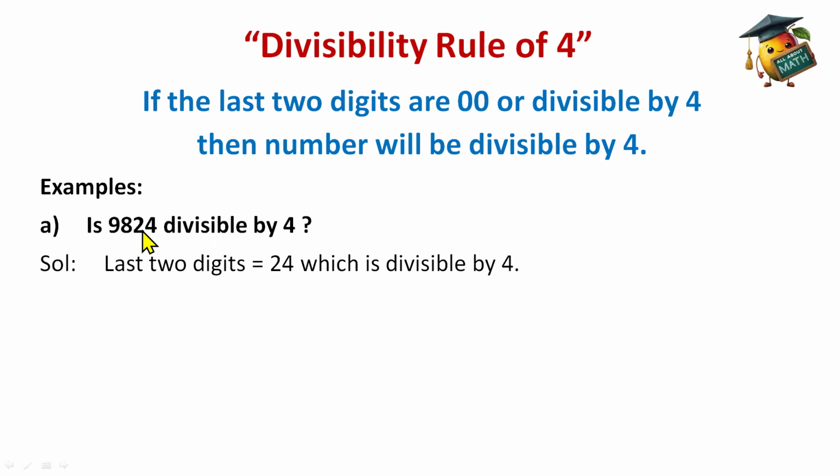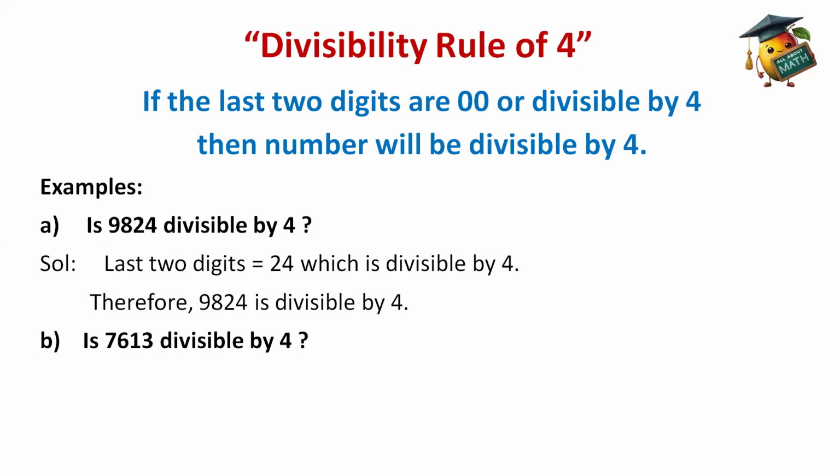What do you need to check? Only the last two digits, that is the ones and the tens place. Therefore, 9824 is divisible by 4 because the last two digits come in the table of 4. That is, they are divisible by 4.